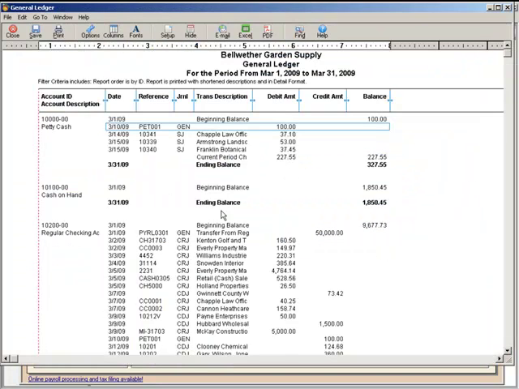The general ledger shows all transactions in each account for the selected accounting periods. This gives vital information about the activity and balance in each general ledger account and provides detail for financial statements.